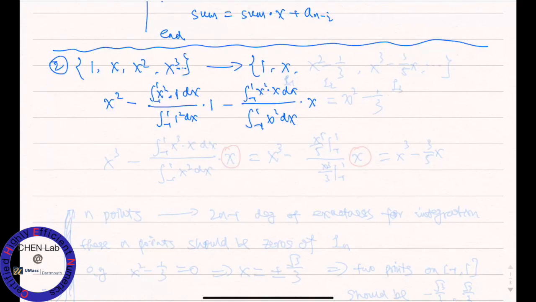So we're going to get x squared minus, since the integral of x squared is x cubed over 3, evaluated gives 2 over 3, divided by 2, you get 1 over 3. So that's why it's x squared minus 1 over 3.